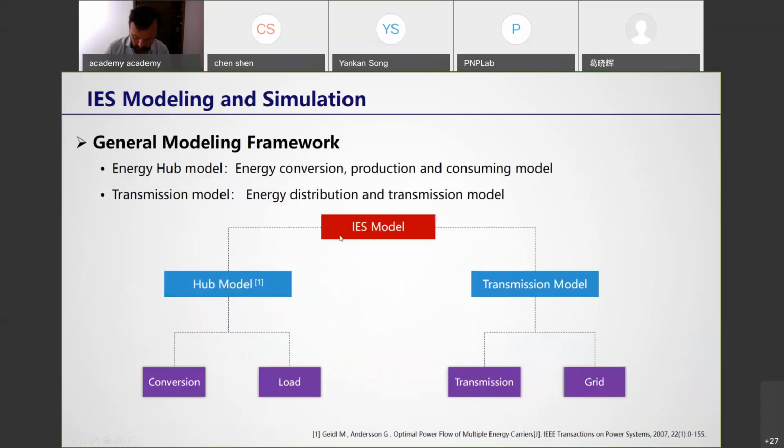A typical IES incorporates two parts, the energy hub and the transmission network. The energy hub model can be defined as a composite device where energy is produced, converted, stored, and consumed. And the transmission model is the network where energy flows and is transmitted. In the general modeling framework, we use these two concepts to help build a large-scale, complicated IES.